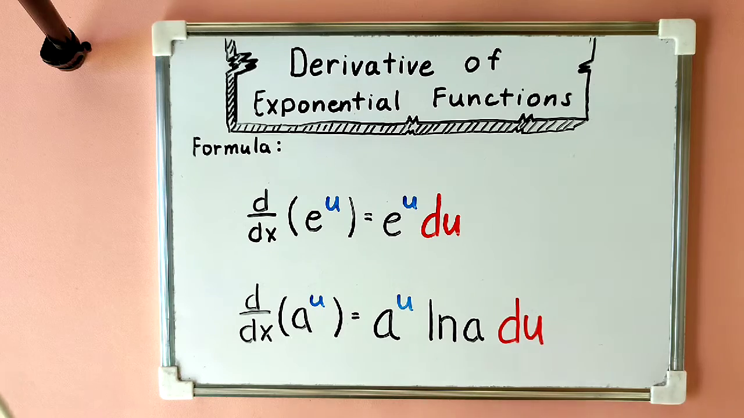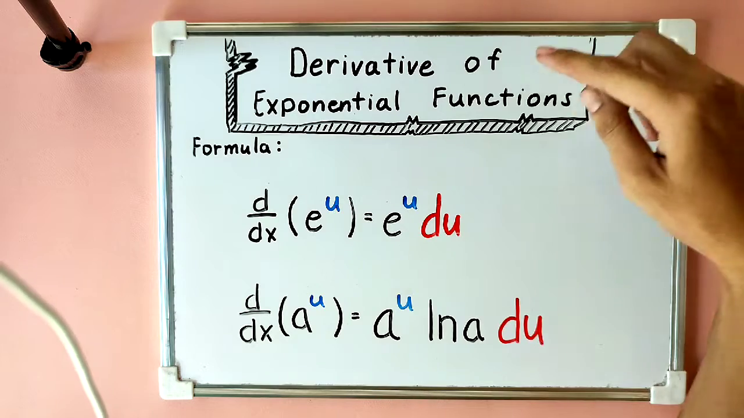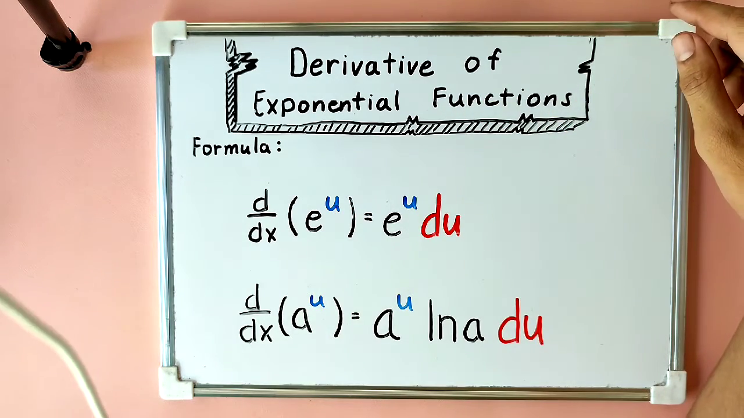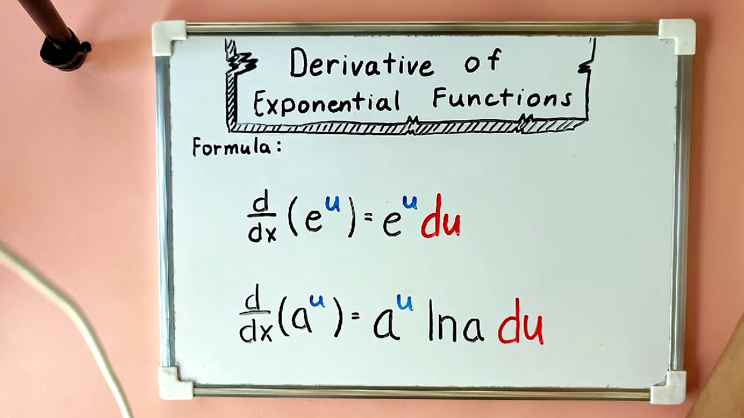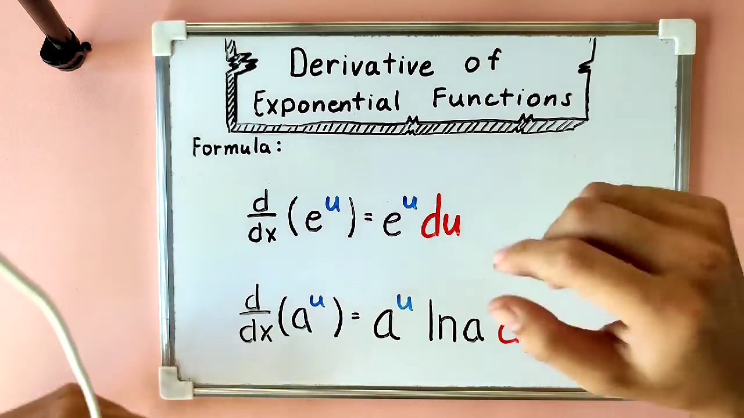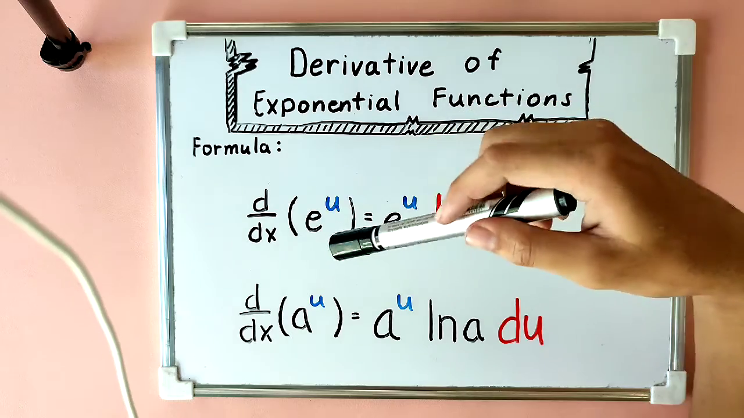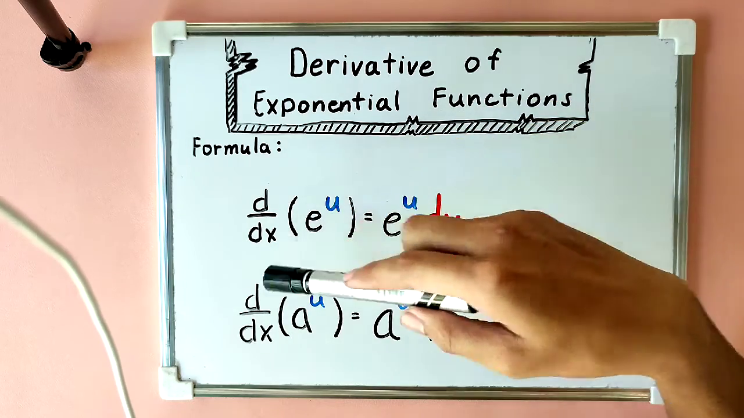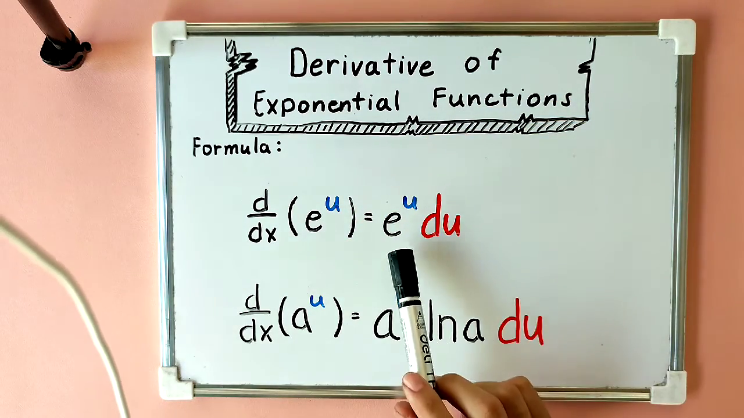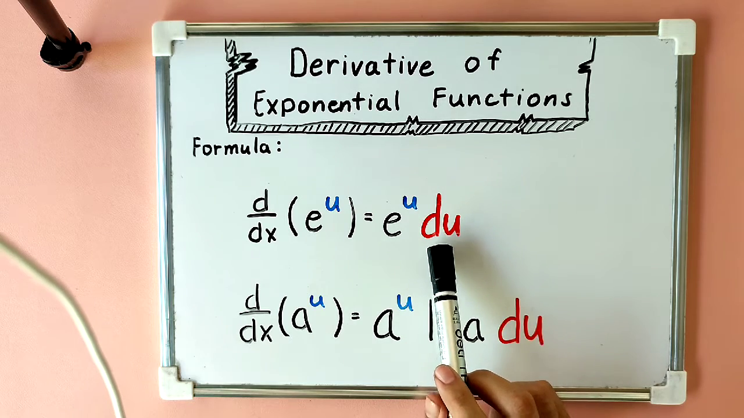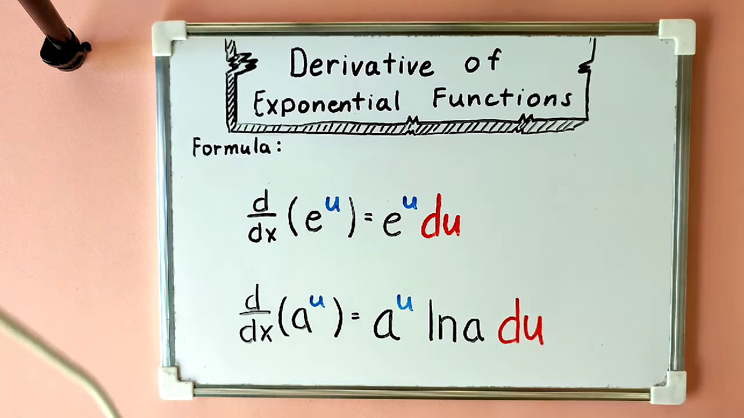Good day everyone. For the continuation of the topic for this day is the derivative of exponential functions. So for the formula for the derivative of exponential functions, meron tayong dalawang formula, which is the derivative of e raised to u with respect to x is equals to e raised to u times the derivative of u.